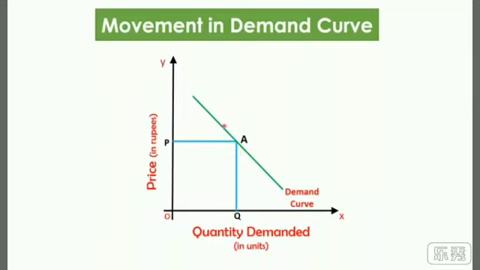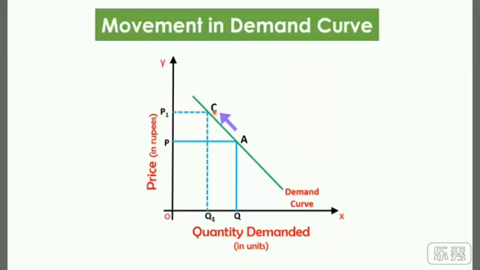So here is our demand curve. P is price, Q is quantity demanded, and A is the equilibrium point. Now, if the price of the product changes from 100 rupees to 120 rupees, then it will affect the quantity demanded and the curve will move upward. As you can see, as the price of the commodity increases, the quantity demanded decreases. So there is an upward movement in demand curve.